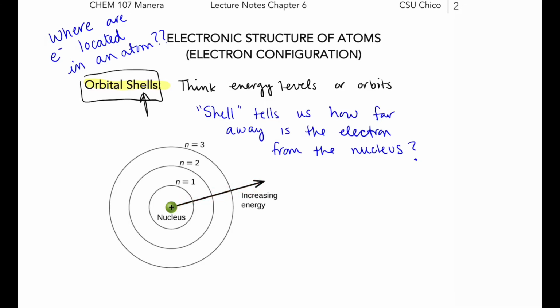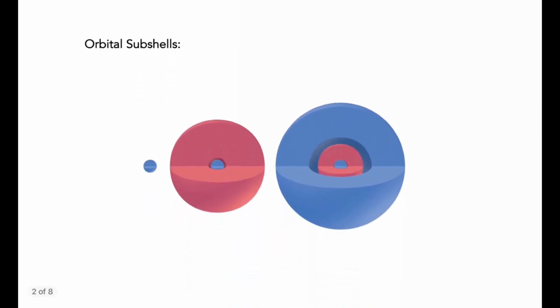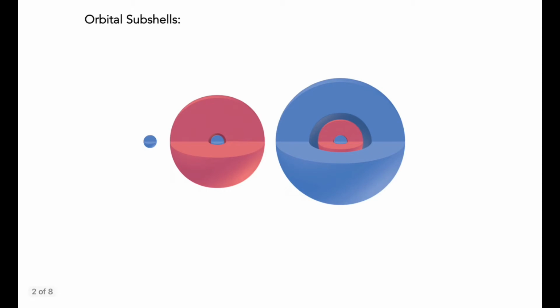Then, once we know the distance, we want to know what volume the electron can be in, since it's three-dimensional. We know how far away it is, but beyond that, where else might it be? Once we get that far, how do I know where it is? So the next thing is called a subshell. And the subshells are where it gets just a little bit weirder. This picture doesn't seem super weird. The next one is going to be a little bit odd.